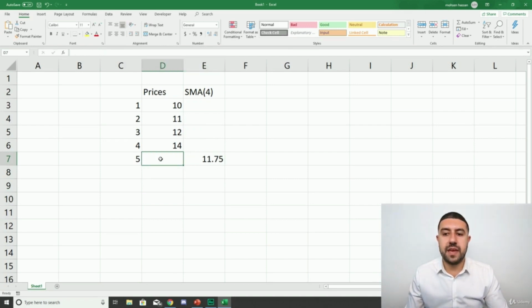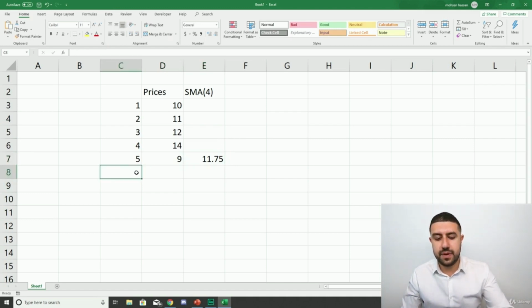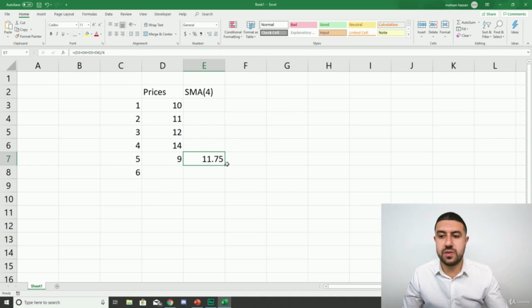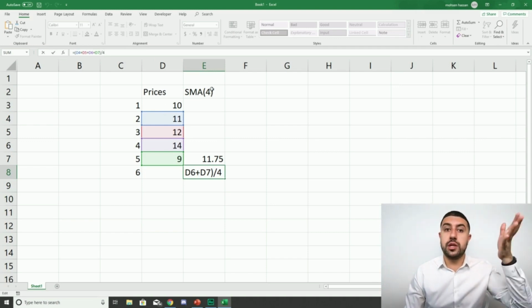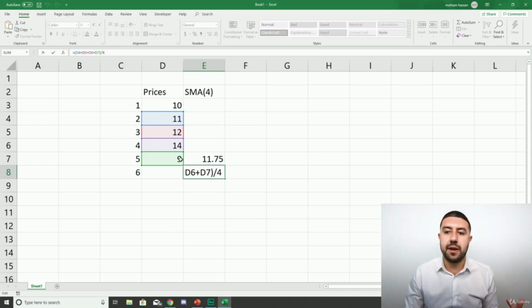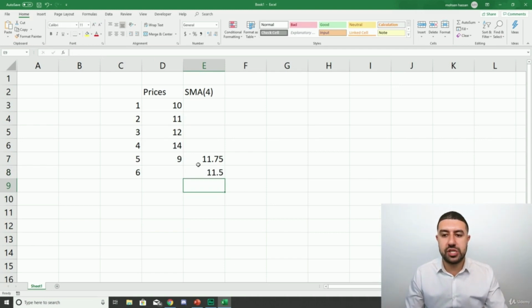Now, on the 5th day, maybe the price drops back to, I don't know, 9. Okay, price suddenly drops. Well, what is going to be the average on the 6th day of the last 4 days? Well, it's going to be 11 plus 12 plus 14 plus 9. So we dropped the 10 because it's 5 days before and I want to use the last 4 days, and I add the 9. So I do the average of those and now the average is this.